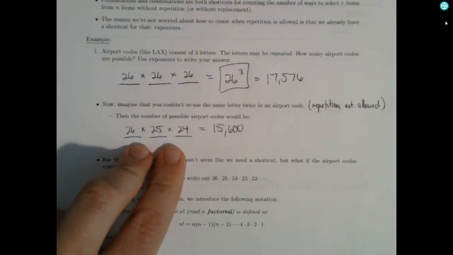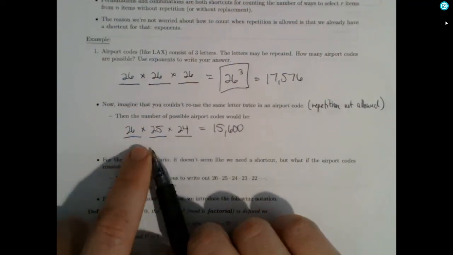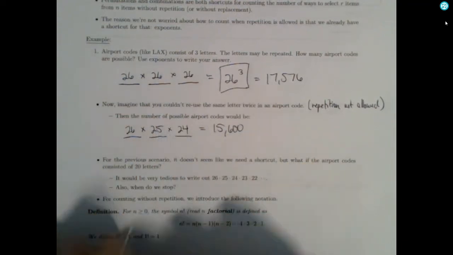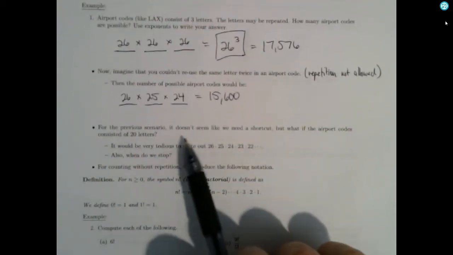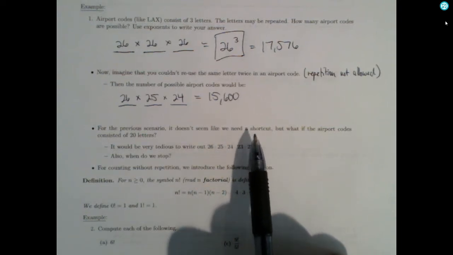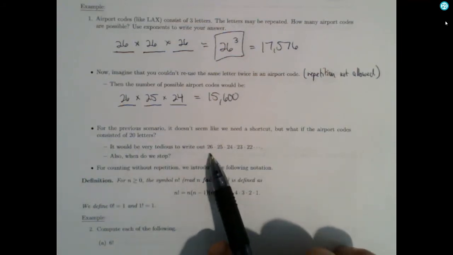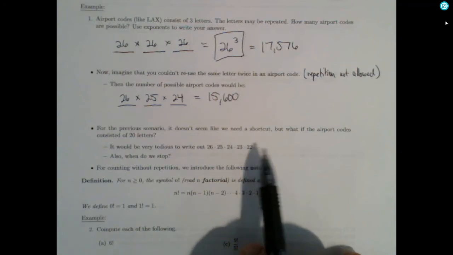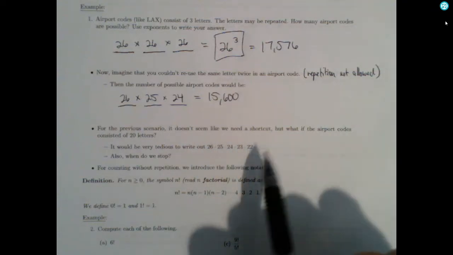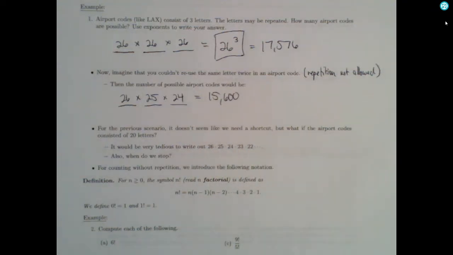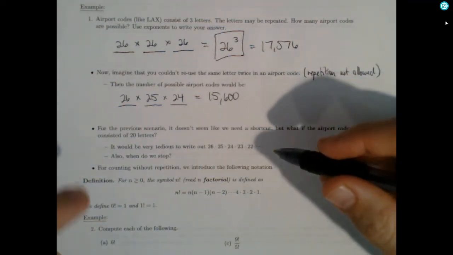That said, you may wonder, well, why do we really need a shortcut? It's not that much work to just write out 26 times 25 times 24. And you're right, because we only had to choose 3 letters. But imagine that we needed to choose 20 letters. For the previous scenario, it doesn't seem like we really need a shortcut. It's just 3 letters. But what if the airport codes consisted of 20 letters? It would be very tedious to write out 26 times 25 times 24 and so on, and then also, where would you stop? At what number do you stop? You'd have to write out 20 little slots. So that's tedious.